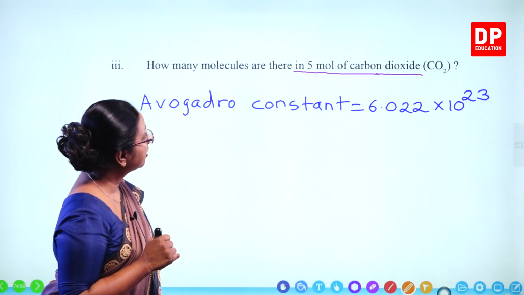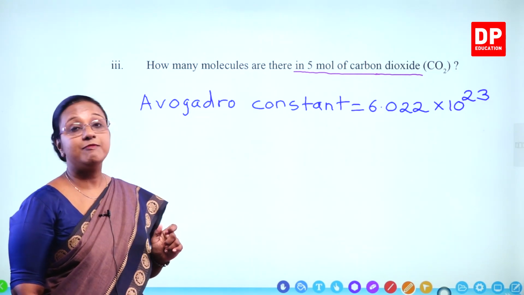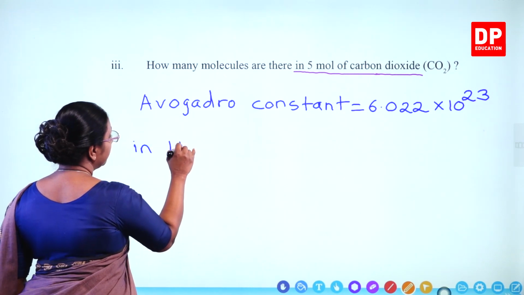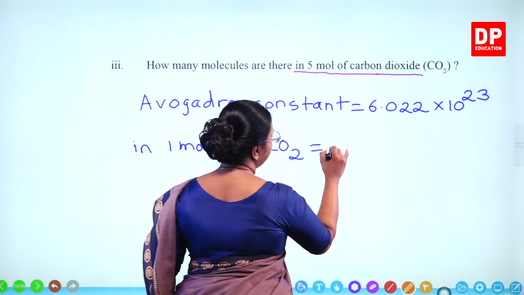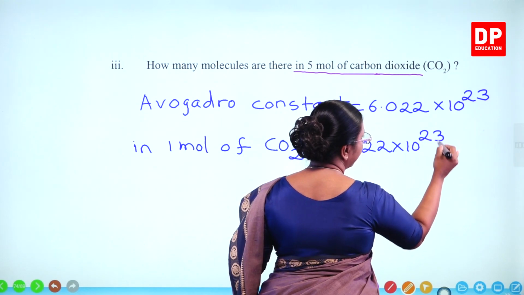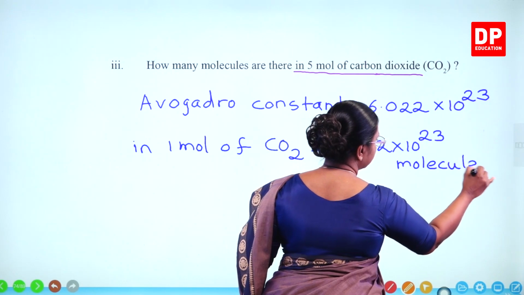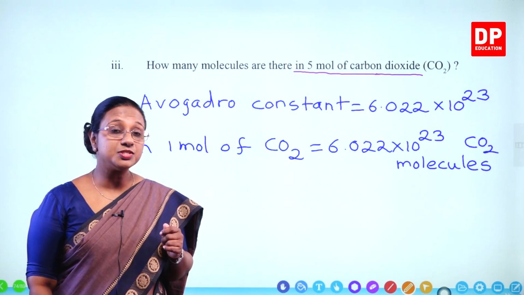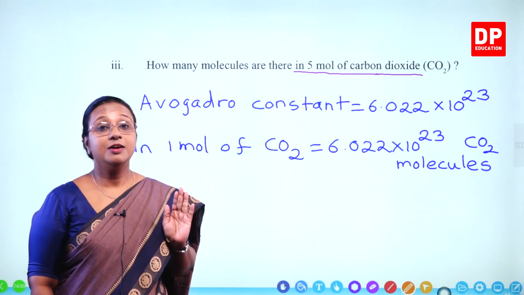So what do they want us to find? The molecules that are present in 5 mole of carbon dioxide. So in 1 mole of carbon dioxide, there are 6.022 into 10 to the power of 23 CO2 molecules. That is the meaning of Avogadro constant, no? I'm sure you can remember that. Do you remember? Of course.